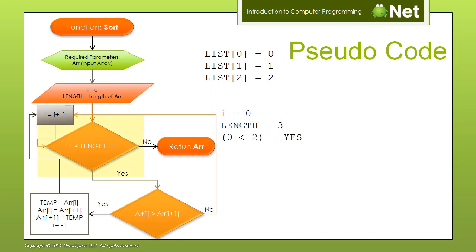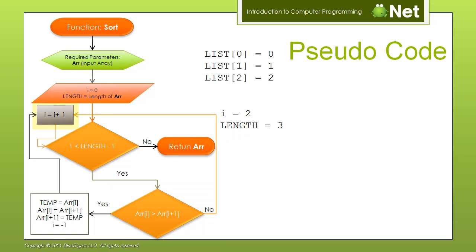We test this and say, is 0 less than the length? It is. So now we evaluate to see if they're in order. Is 0 greater than 1? No, it's not, so we go to the next one because they're in order. We increment, and we check to see if we're at the end of the list. We're not. We go to the next one and see if they're in order. Is this one greater than the next one? No, it's not. They're in order.